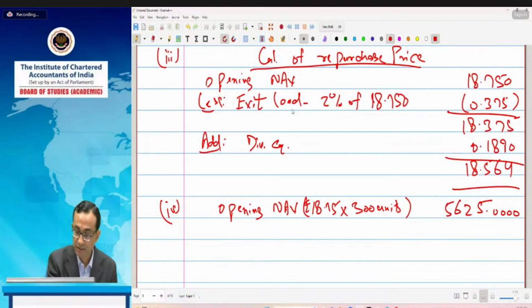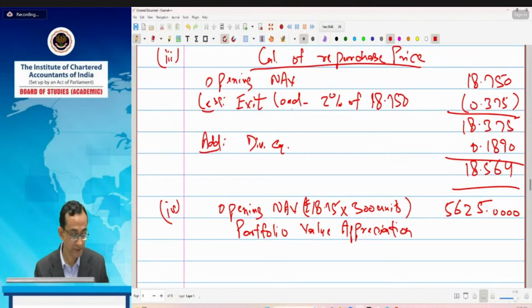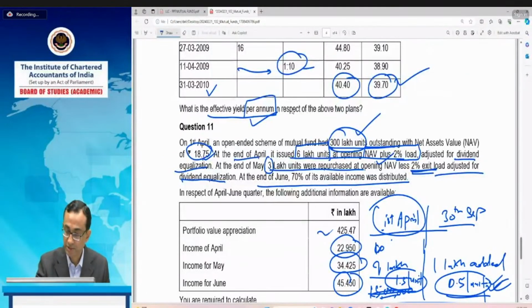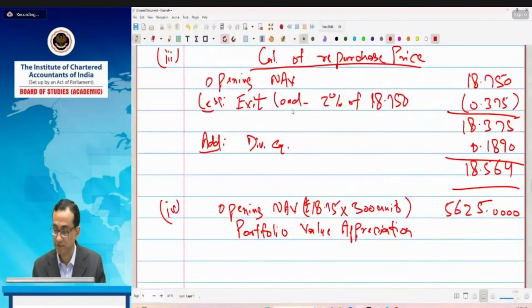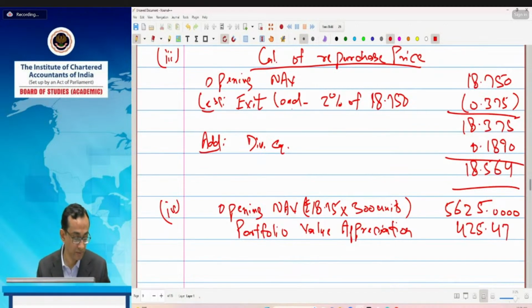Fine. Now add the portfolio value appreciation. Portfolio value appreciation is also given in the question. See, portfolio value appreciation is given as 425.47. So 425.47 will also be added, any appreciation in the value of the portfolio.